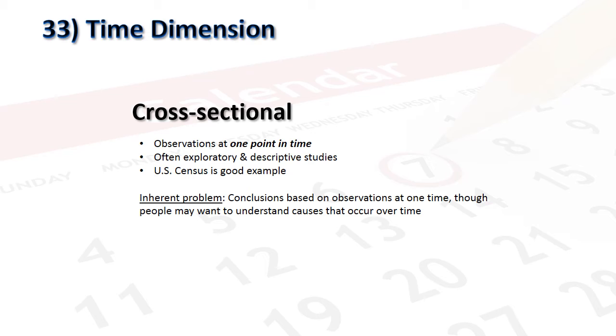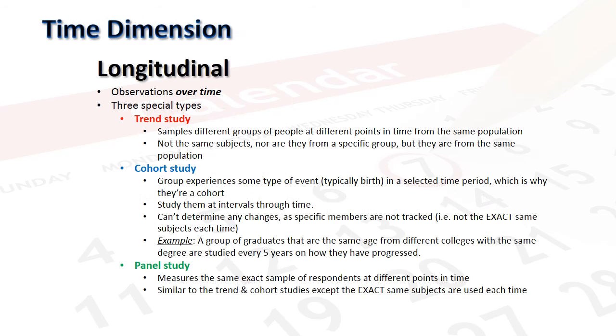It's often exploratory or descriptive studies. You're not trying to find out why at this point. You're just trying to find out if, or some general characteristics about it. The census is something we always use as a good example of a cross-sectional study. Now, longitudinal studies are different, and you've got three different ones. You've got your general trend study, where you study different groups of people at different points in time, but they all are from the same population.